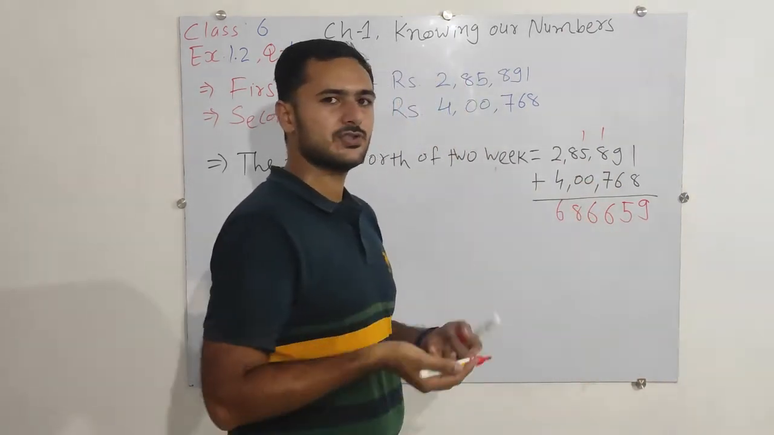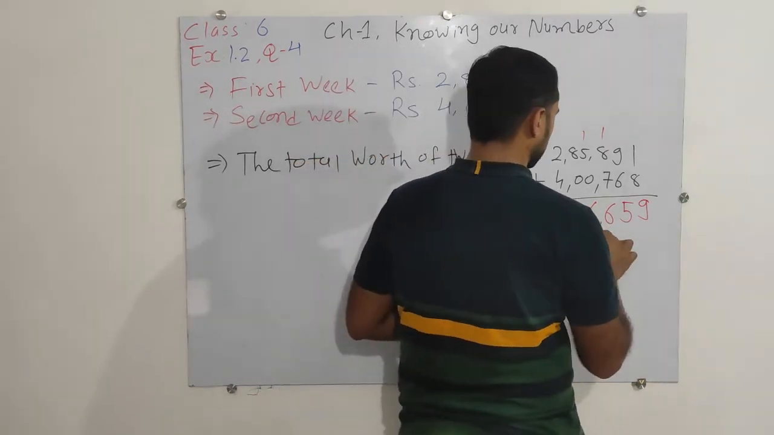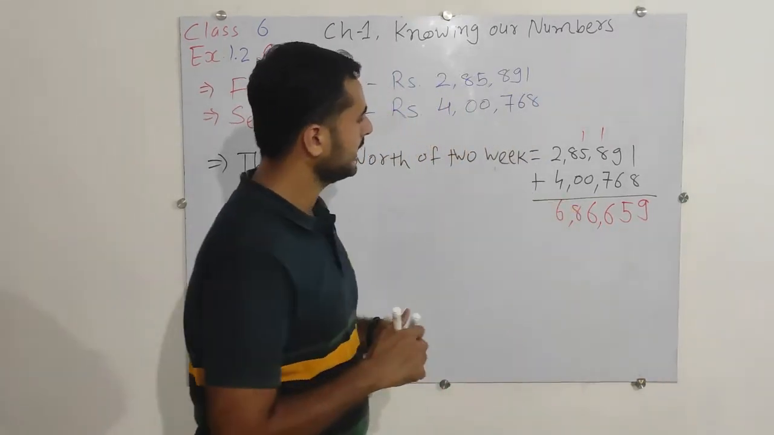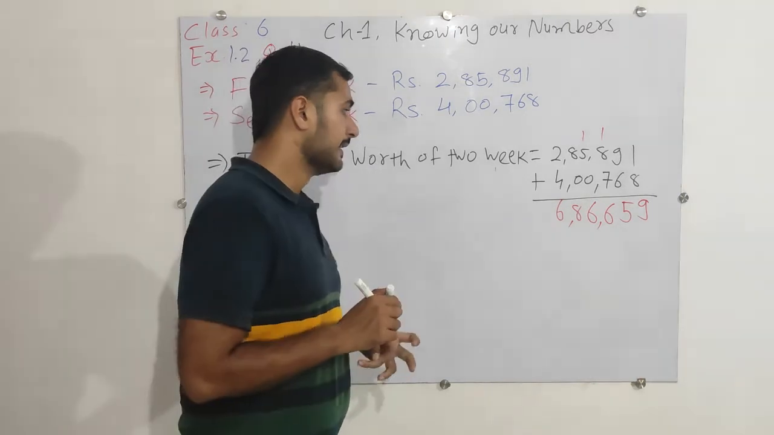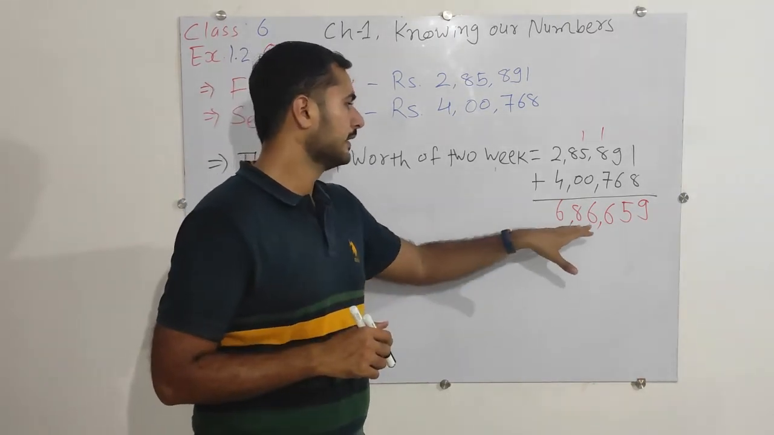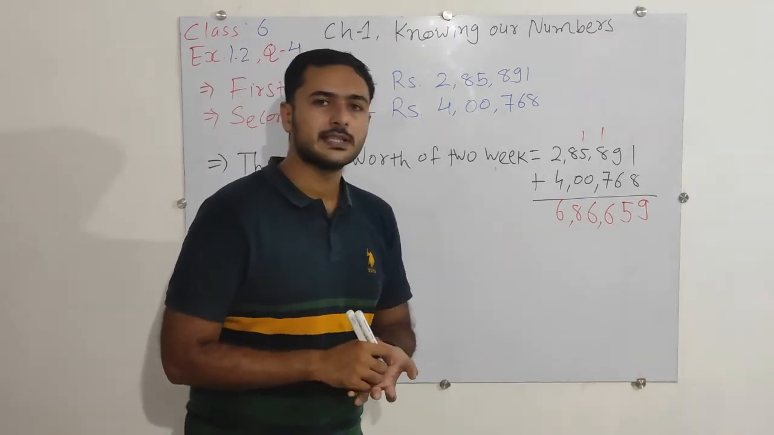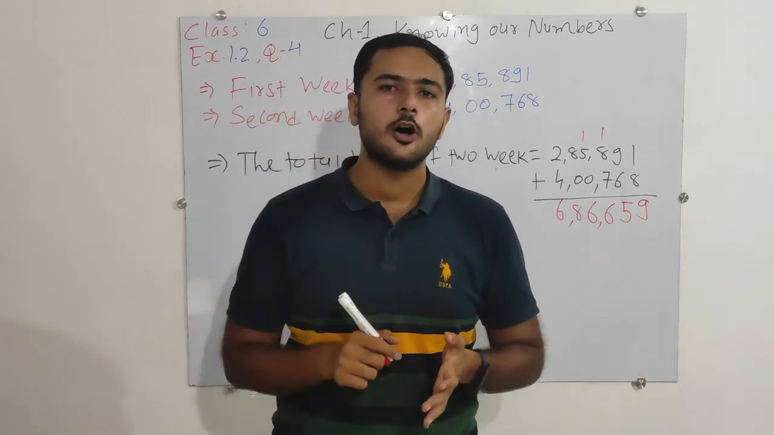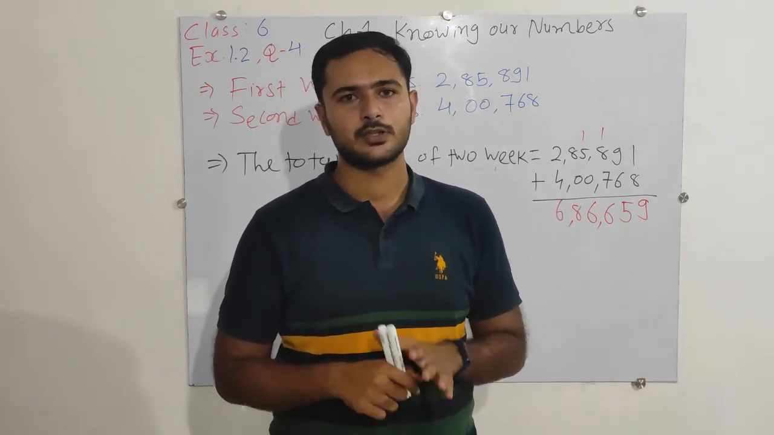Now what we have to do in the next step is just put the commas according to the Indian number system. So here we have the number 6,86,659. So this is the total sale of the 2 weeks for that bookstore.